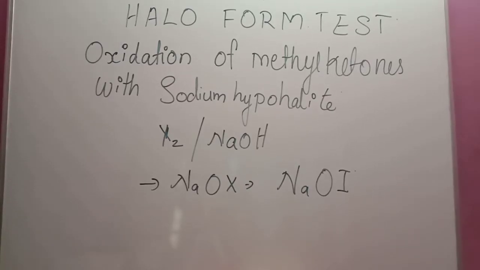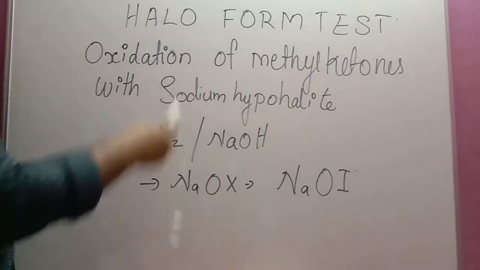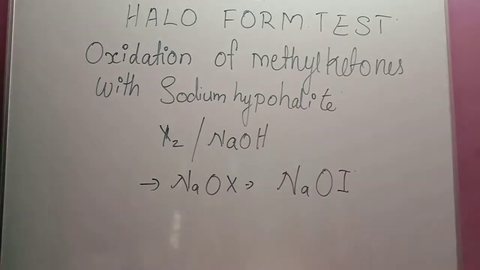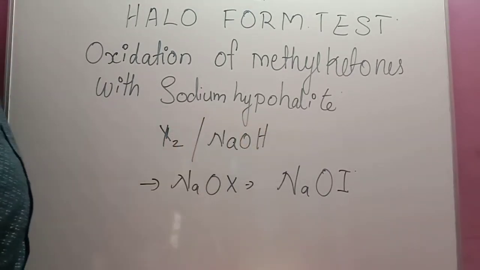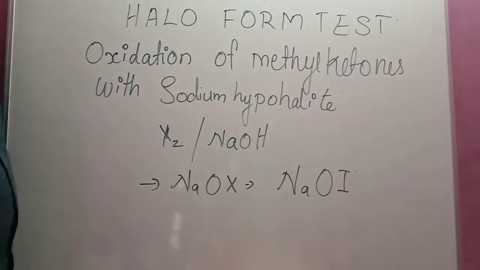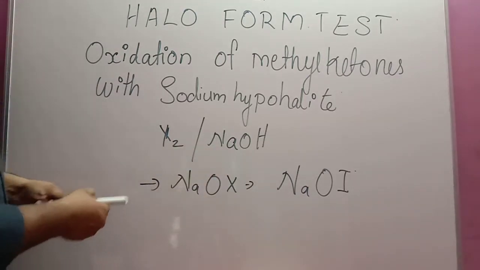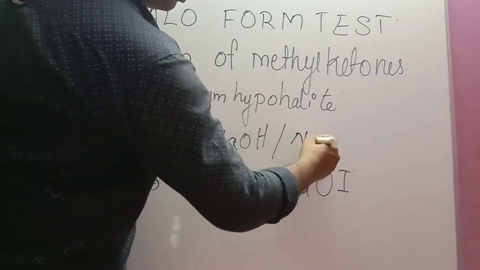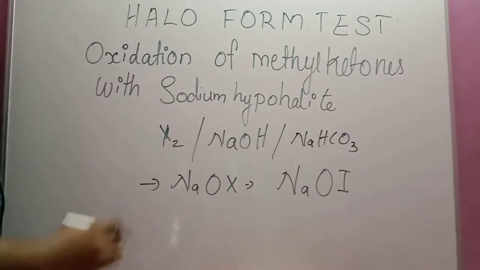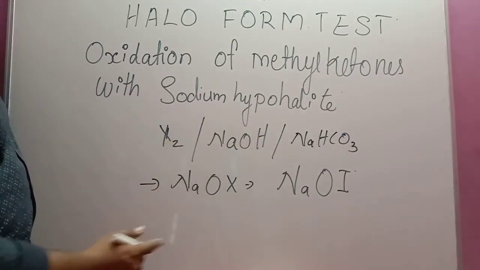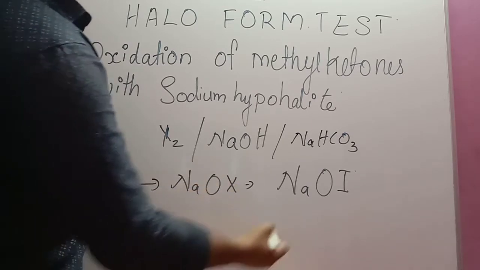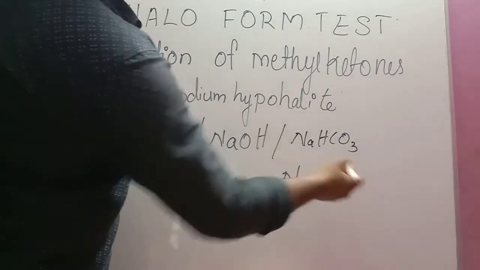Haloform test. This test is the oxidation of methyl ketones with sodium hypohalate. To prepare sodium hypohalate, we mix a halogen with an alkali, preferably sodium hydroxide. Another option is sodium hydrogen carbonate solution. You need an alkali. When the halogen reacts with alkali, they form sodium hypohalate. Generally, you can write NaOX, or if it is iodine, it will be NaOI.